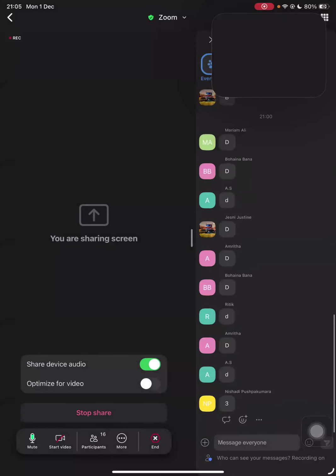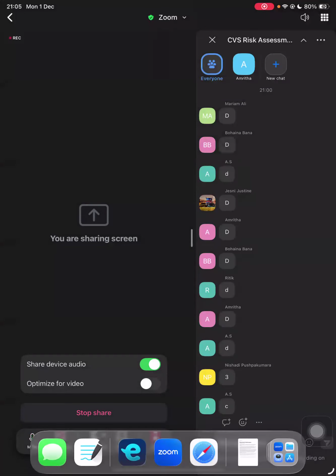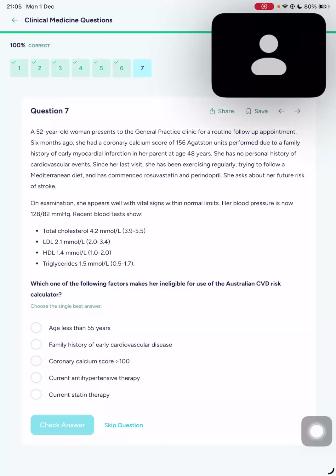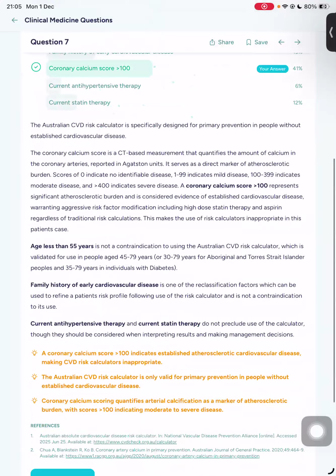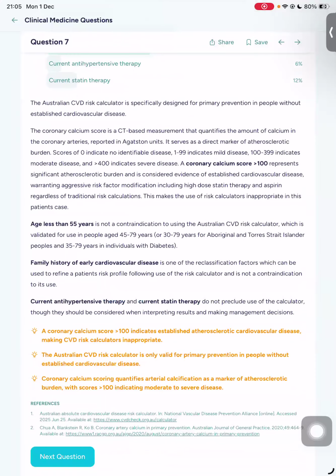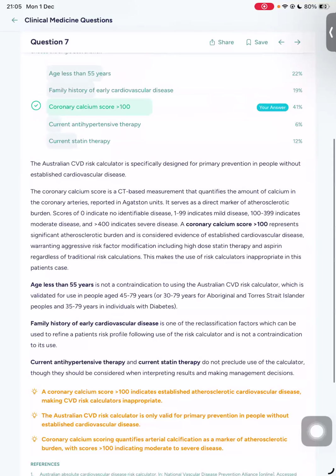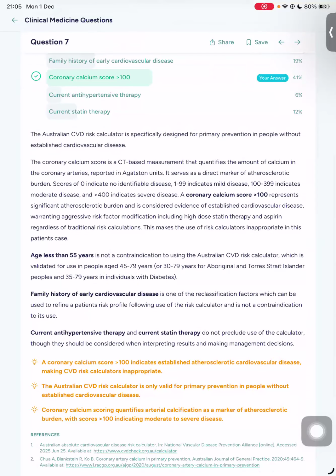What about other doctors? Okay. Now, you're going to learn another point. Let's check the answer. Okay, you have to remember this. I'm going to explain. That's why I told you we would discuss the coronary calcium score in the question.